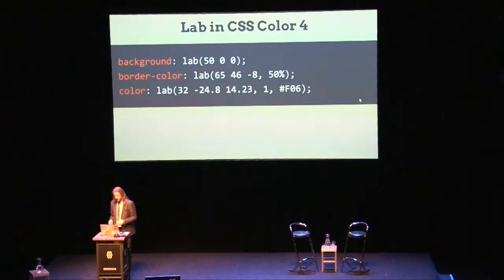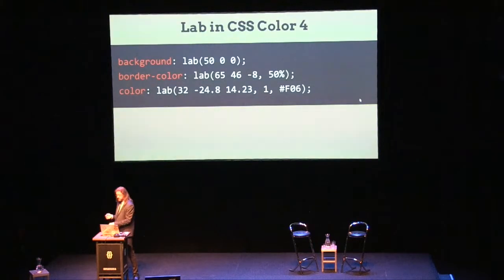The second example has a comma and then a percentage. That's the alpha value. So you can have alpha as well. And the third example not only has an alpha, which is 1 in this case, i.e. fully opaque. Notice, by the way, that I've got some decimal points in there. You're not restricted to integers. You can put floating point numbers in there. You can have them as precise as you want.